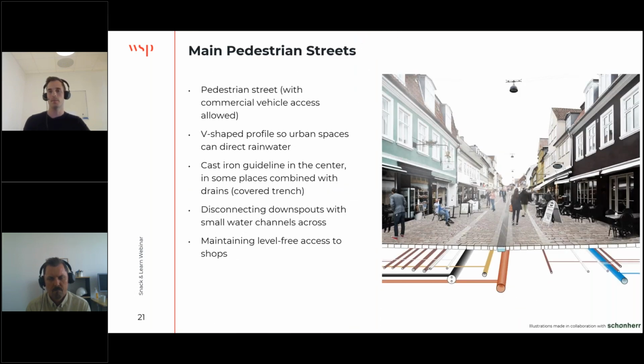So this is an area with a lot of shops. This is like the main pedestrian streets, what they're going to look like when the project is finished, where you can see the new surface with the cobblestones, and you can also see the V profile where the water is being discharged onto the streets, and it's going into the middle of the streets where there will be a combined covered trench to take care of the small rain events. And then when we have a big cloudburst, the whole street can fill up and transport the water.